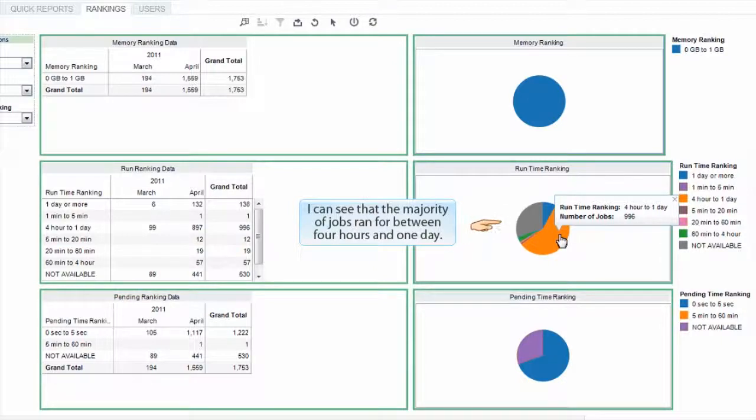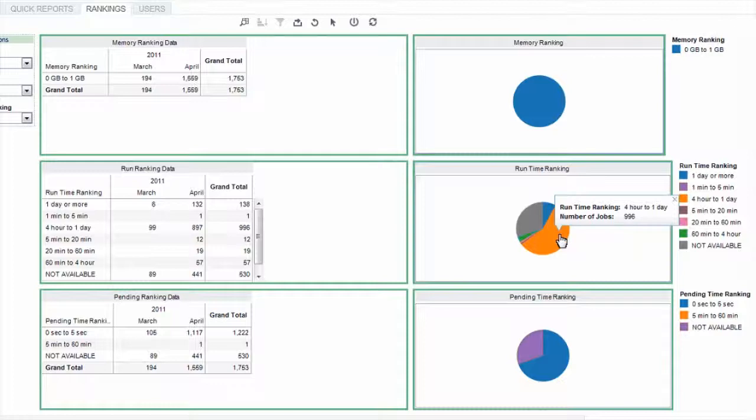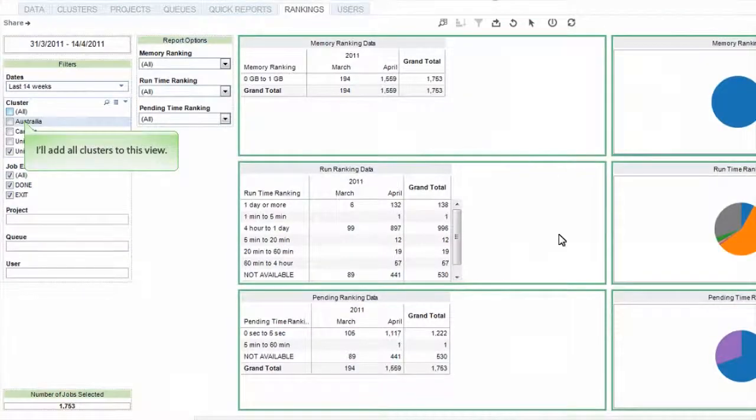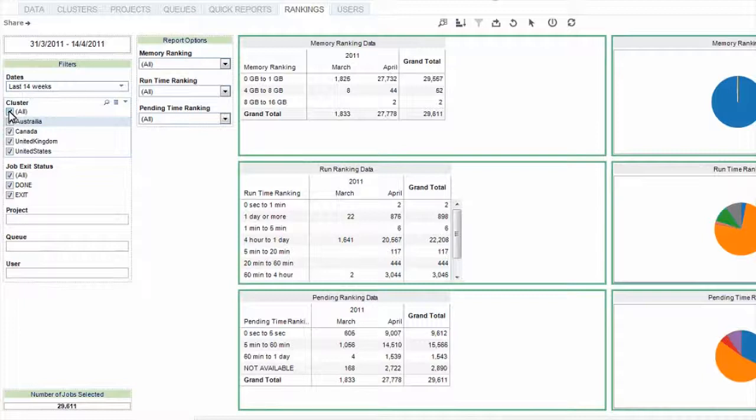I can see quickly that the majority of jobs ran for more than 4 hours but less than 1 day. I also see that a little more than 10%, represented by the blue slice on the second pie chart, ran for more than a day. I'll change this view and add all my clusters in again. Now I can analyze workload rankings globally.